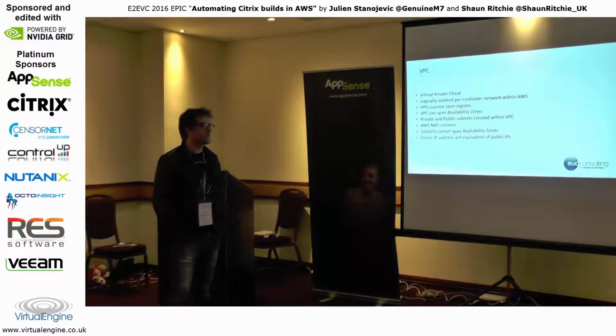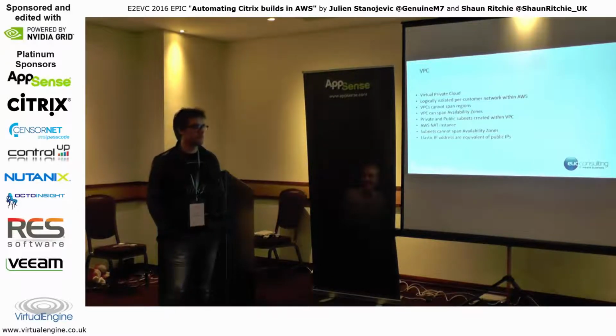The VPC stands for Virtual Private Cloud, and it's the customer's isolated network within AWS. Your VPC cannot span regions, so if you have multiple regions, you have to have multiple VPCs, and you have to connect those together. A VPC can span availability zones, and it's always a good idea to do that.